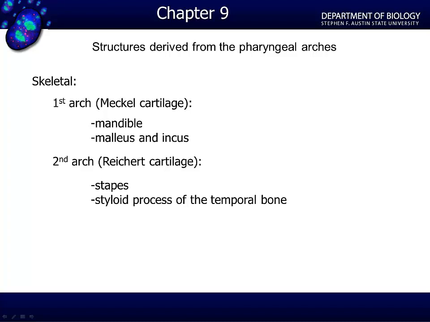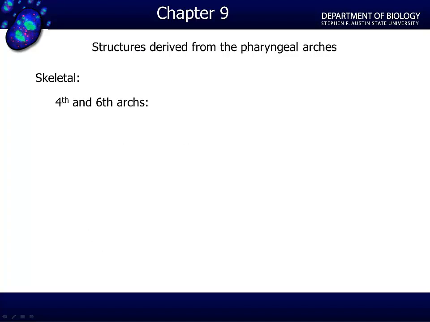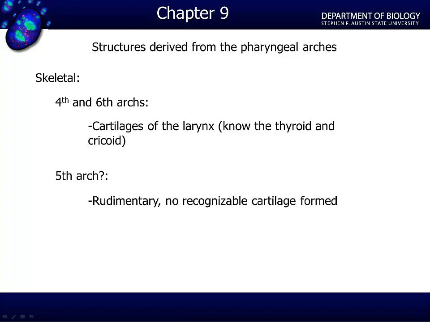The second arch, which is referred to as Reichert cartilage, again from shark and comparative anatomy, gives the stapes, the third of those small bones, and then the styloid process, that portion of the temporal bone, is derived from second arch tissue. The third arch primarily is going to give us the body of the hyoid bone. This is going to, for many vertebrates, be around the laryngeal region of the neck. And then the fourth and the sixth arches are going to contribute to the cartilages of the larynx. These are the thyroid, the cricoid cartilage.